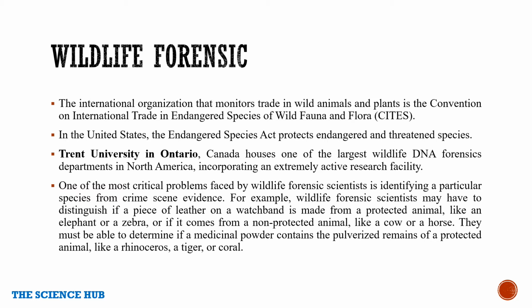One of the most critical problems faced by wildlife forensic scientists internationally is identifying a particular species from crime scene evidence. For example, a wildlife forensic scientist may have to distinguish if a piece of leather on a watch band is made from a protected animal like an elephant or a zebra, or if it comes from an unprotected animal like a cow or a horse. They must be able to determine if a medicinal powder contains the pulverized remains of a protected animal like a rhinoceros or a tiger, or an unprotected species like coral.